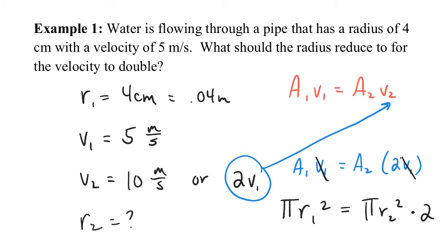Again, this 2 does not go away. This 2 carries down right here. So the reason I point this out is because the radius will not halve. The area halves if the velocity doubles for sure, because area and velocity are inversely related. But the radius will not be cut in half.